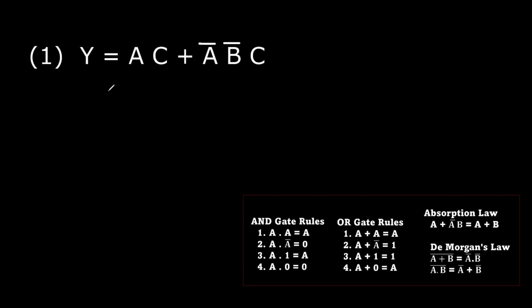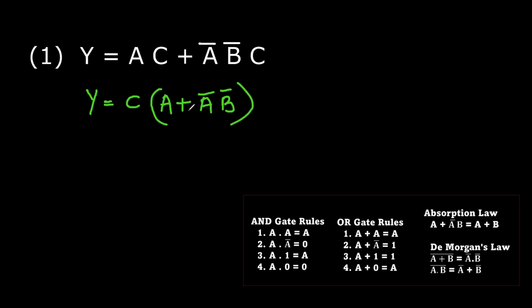Our very first example is AC or not A, not B, and C. So how exactly are we going to solve this? Let's take this step by step. First of all, you check if you have any common term, and you do have a common term, which is C in both these instances. Let's take C out of the equation, and you end up with A or not A and not B. So this is the equation that you're left with.